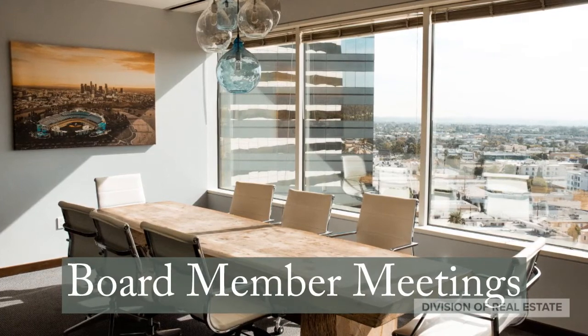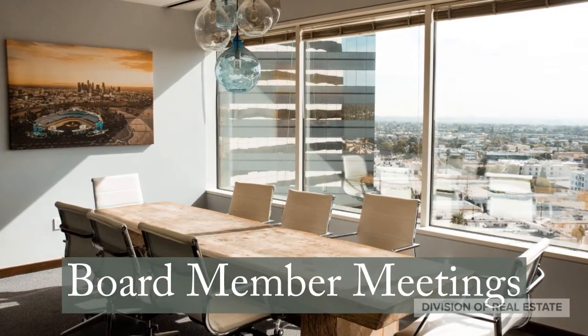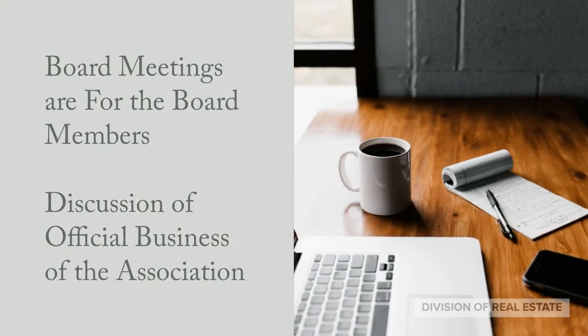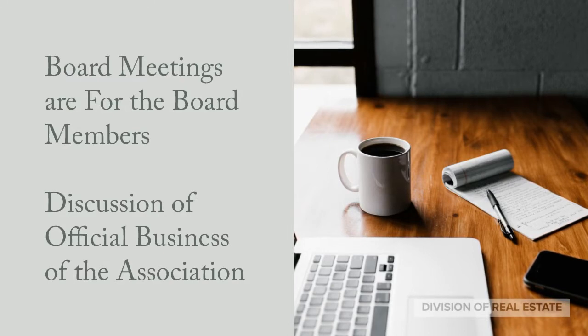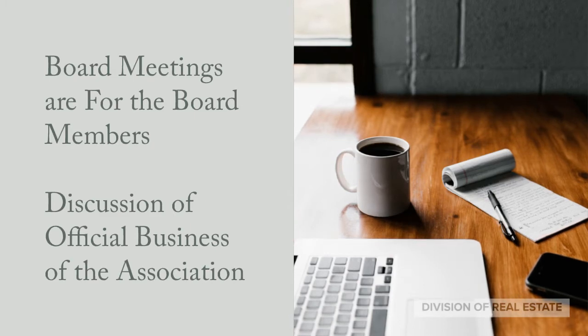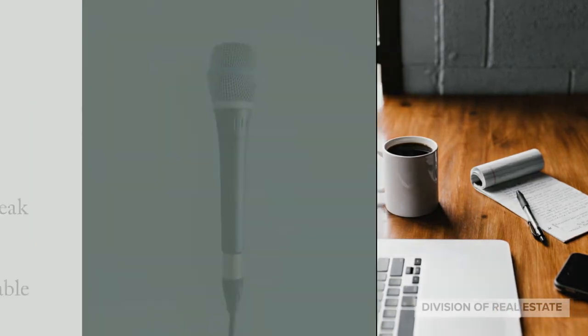Now, let's talk about an association's board member meetings. What is a board member meeting, and who can participate in the meeting? The board meetings are for the board, and the owners' meetings are for the owners. The discussion of official business for the association is done in a board meeting by the elected board of directors and its officers. These meetings are also commonly called executive board meetings.